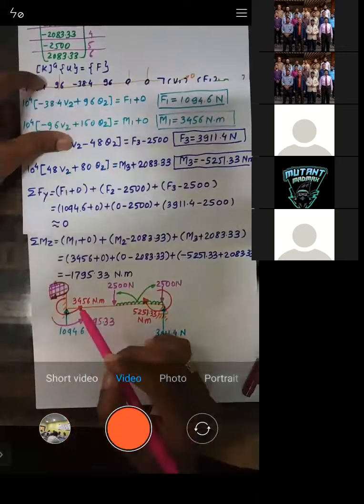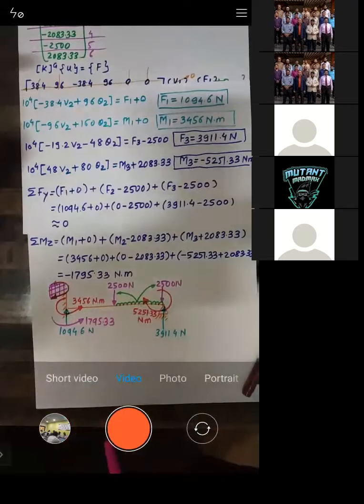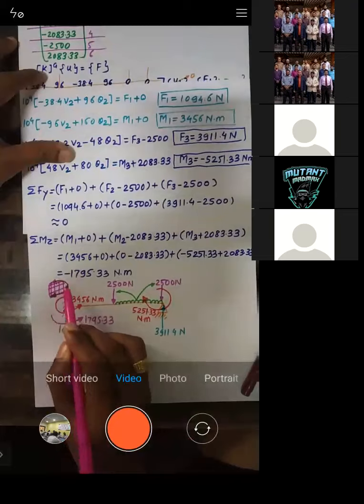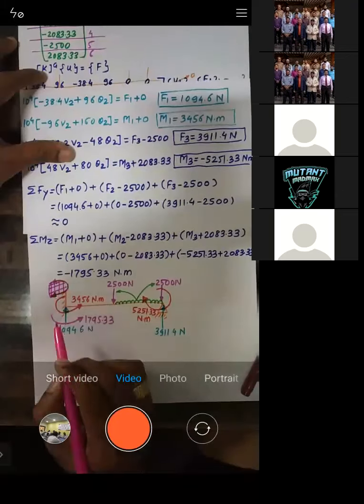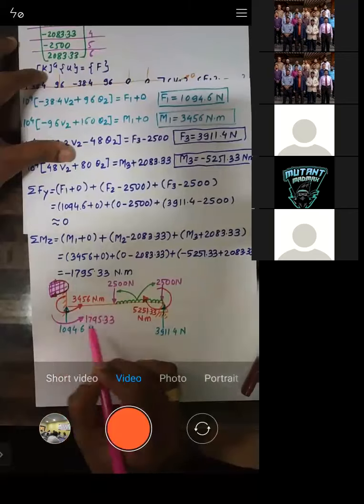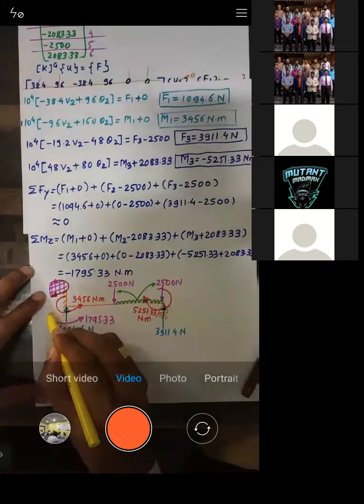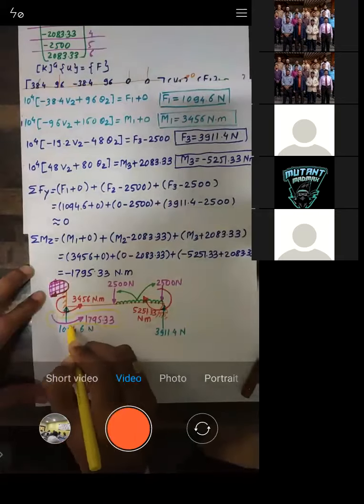Now, if you take the addition of these two, it will be equal to 5251.3. Is it okay or not? See, this was unbalanced, which was in clockwise. So in order to balance this clockwise movement, I have produced an anti-clockwise movement of the same magnitude. Is it okay? But let me know. See, this is beyond the scope. This is required to be produced.